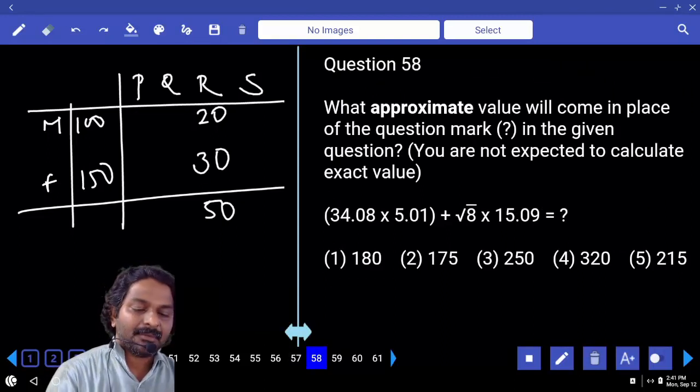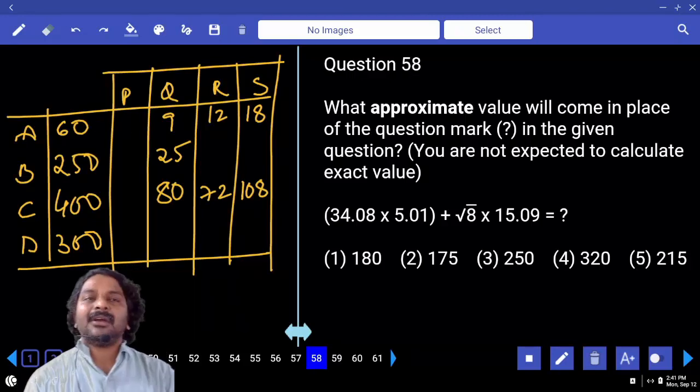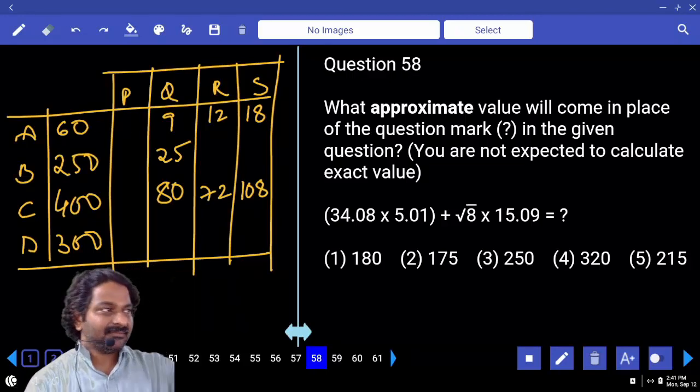Understood? Come on. Now if you can see the table, how many were not filled? Now you can see.